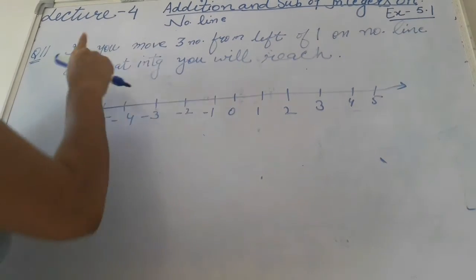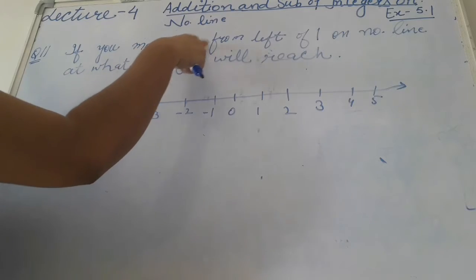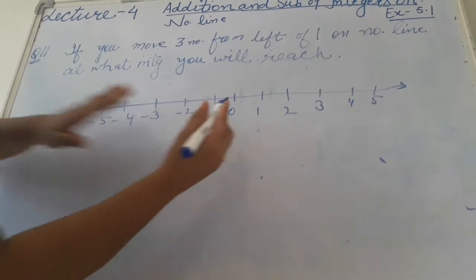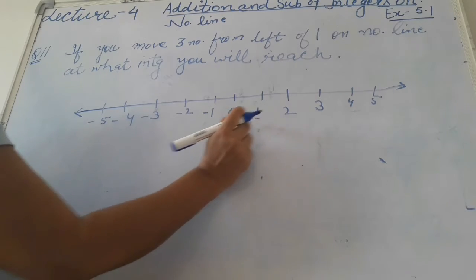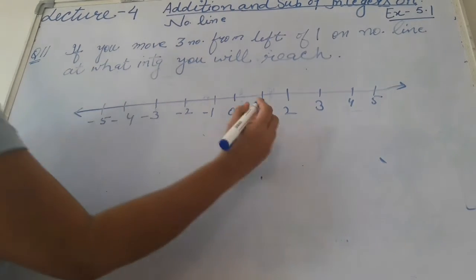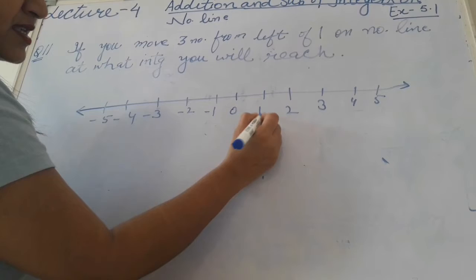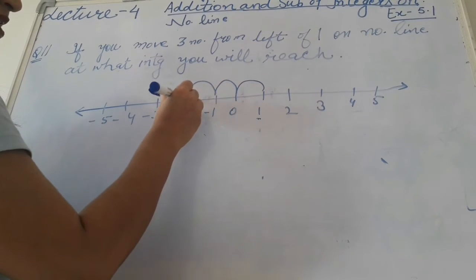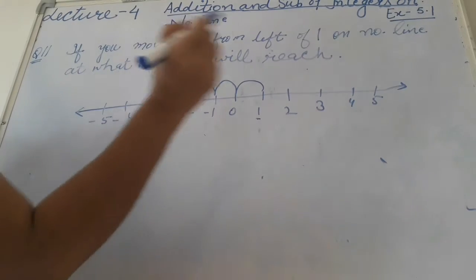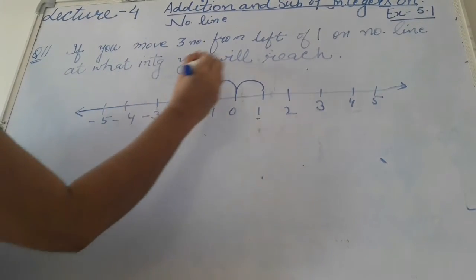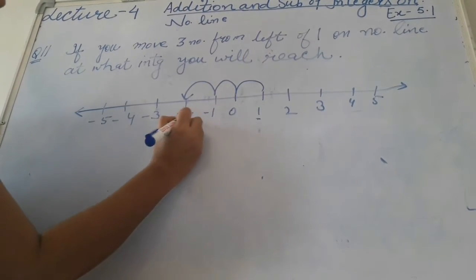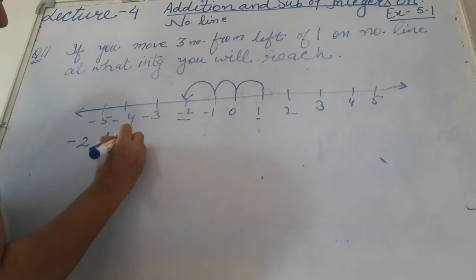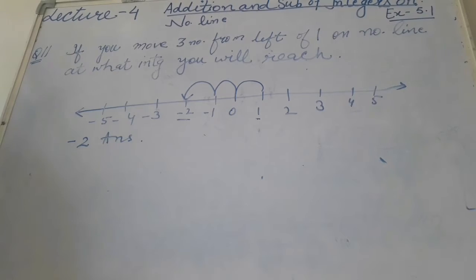He is saying if you move three numbers from the left of 1. You know the left side is this, and you have to move three numbers from the left of 1. 1 is here. Start moving 3: 1, 2 and 3. And he is saying at what integer you will reach. As you can see, you reached the integer minus 2. So your answer is minus 2.